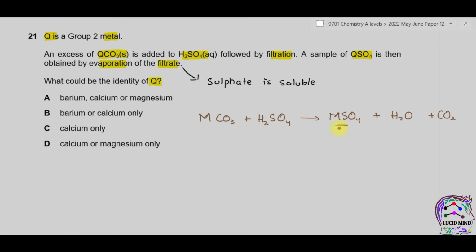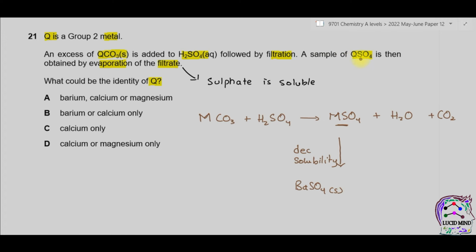Now looking at sulfates of group 2, we know that the solubility of sulfates decreases down the group. So we have barium sulfate at the end of group 2, at the bottom. Barium sulfate is the least soluble one, so it should be solid and can be filtered off, while calcium or magnesium sulfate are soluble. Let's see what could be the identity of Q.